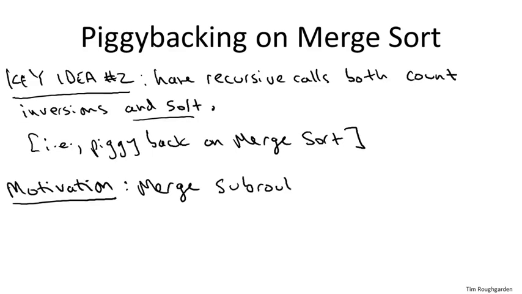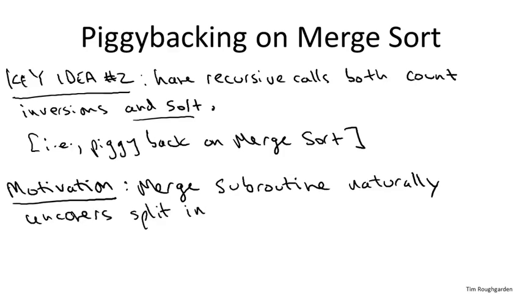So what is the bias? Why should we demand more of our recursive calls? Well, as we'll see in a couple slides, the merge subroutine almost seems designed just to count the number of split inversions. As you merge two sorted subarrays, you will naturally uncover all of the split inversions.